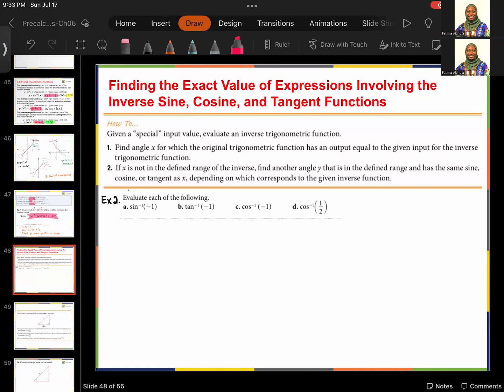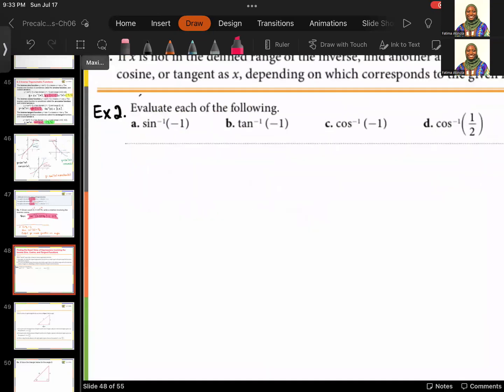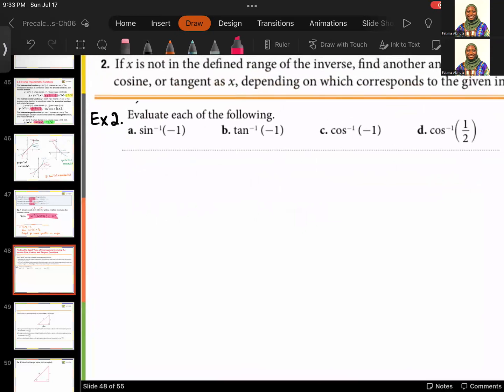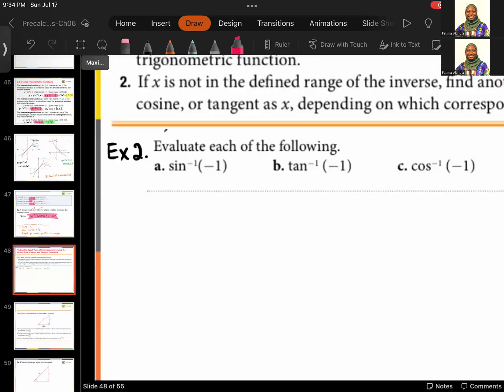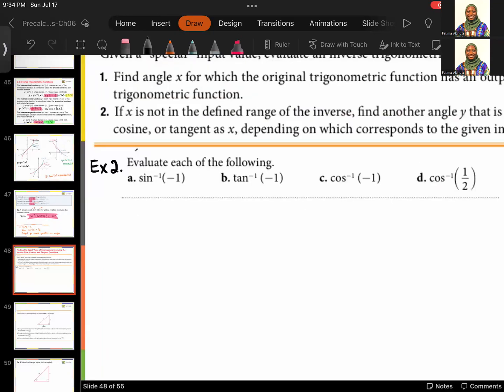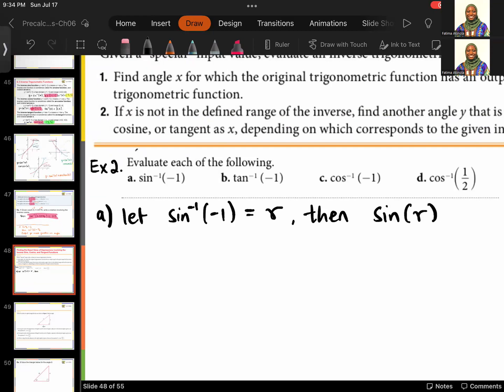If you're given a value, you can find the trig function. Okay. So going in reverse, let's take example A now. Going in reverse of what we did in the previous page, here we have sine inverse. So let sine inverse of negative one be equal to say r. Then sine of r is equal to negative one.